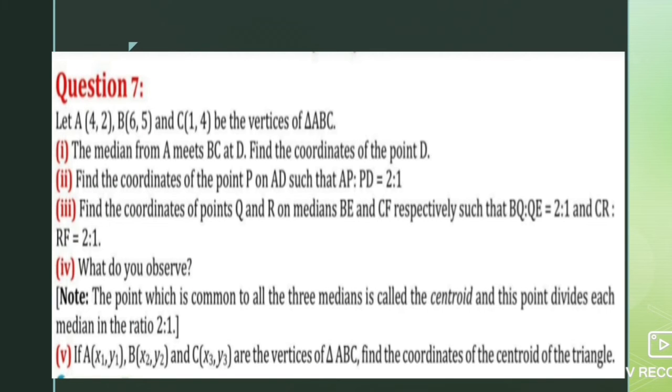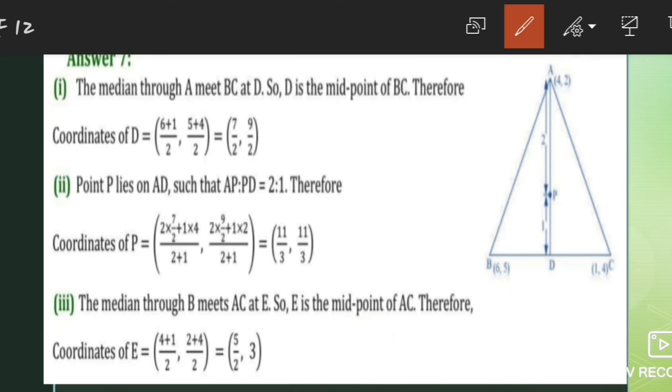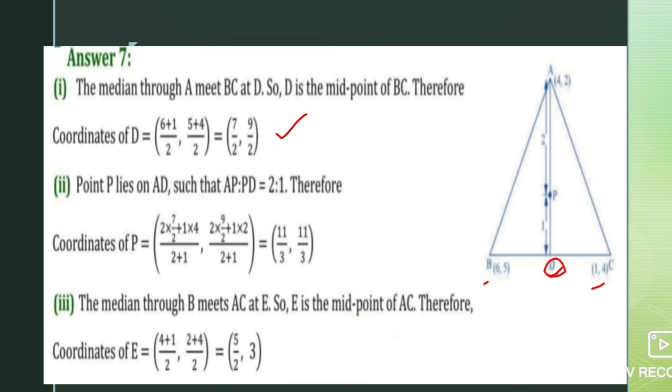Now question number 7. Let A, B, C be the vertices of triangle ABC. The median from A meets BC at point D. Find the coordinate of point D. So first of all, this is the picture. As you can see, AD is the median on side BC. Since it is a median, D will be the midpoint of BC. So by the midpoint section formula, you can find the coordinate of D. The coordinate of D will be (6 plus 1)/2, (5 plus 4)/2, that is 7/2, 9/2. So the first part is done.